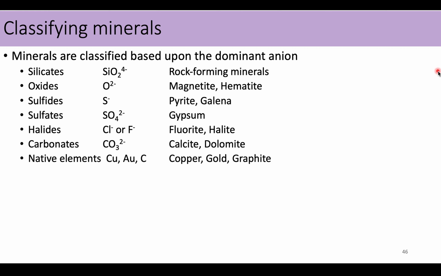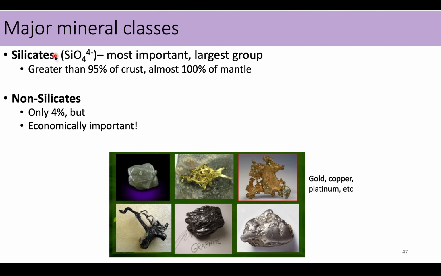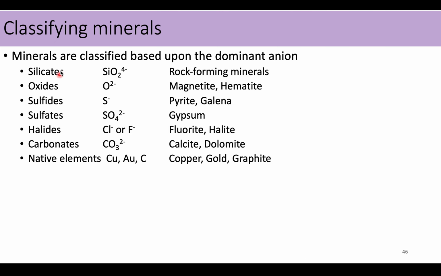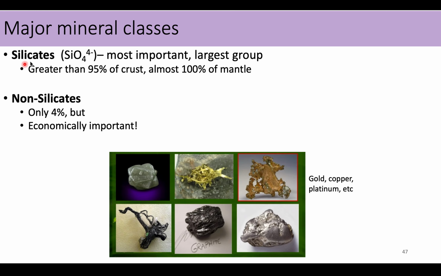So when we're looking at minerals and classifying minerals into different types, we classify by the dominant anion. So we have silicates, oxides, sulfides, sulfates, halides, carbonates, and some others. For this class, we're mainly going to be looking at either silicates or non-silicates. So we will have silicates, or everything else would be a non-silicate.